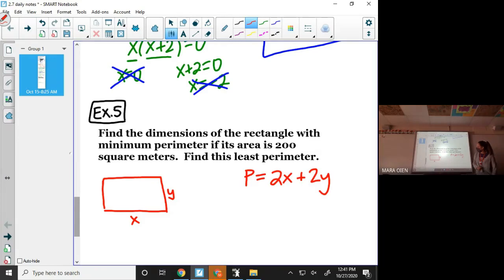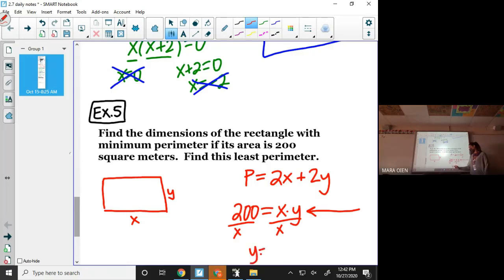They also said the area is going to be 200 square meters. So I can write an area equation. Area is 200. To find area, I take length times width or base times height, whatever you want to say. I've got that. What I'm going to do is solve this equation for either x or y. I don't care. I'm going to solve for y.